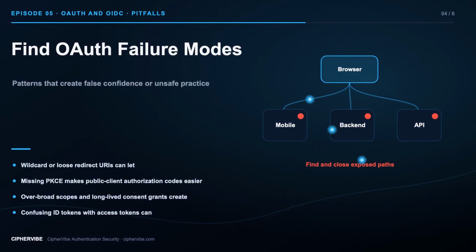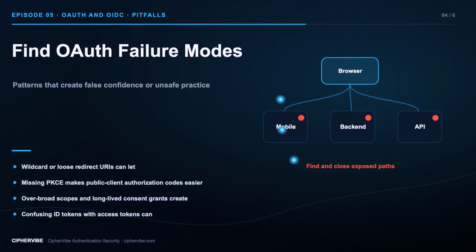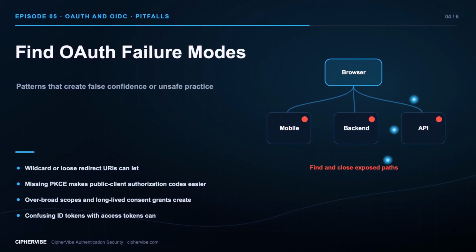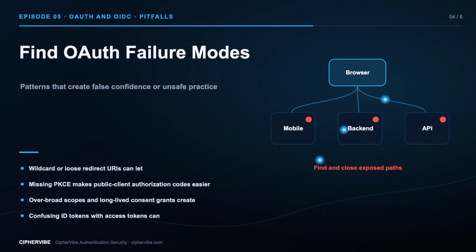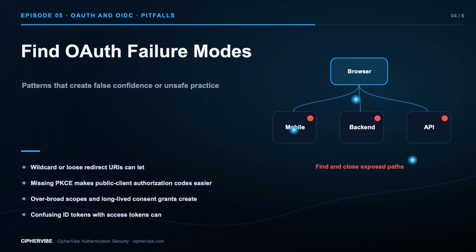First, wildcard or loose redirect URIs can let attackers capture authorization codes or tokens. Second, missing PKCE makes public client authorization codes easier to steal and redeem. Third, overbroad scopes and long-lived consent grants create silent access long after the original need has passed.